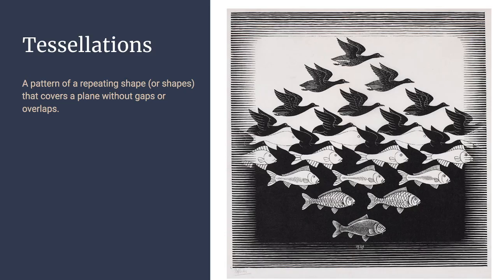Okay, so on to the project that we are going to work on. Just like in the previous image that I shared, MC Escher utilized a technique or a pattern called tessellations. A tessellation is a pattern of a repeating shape or shapes that covers a plane without gaps or overlaps.